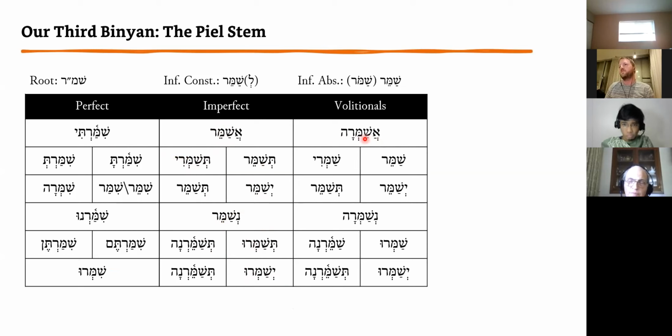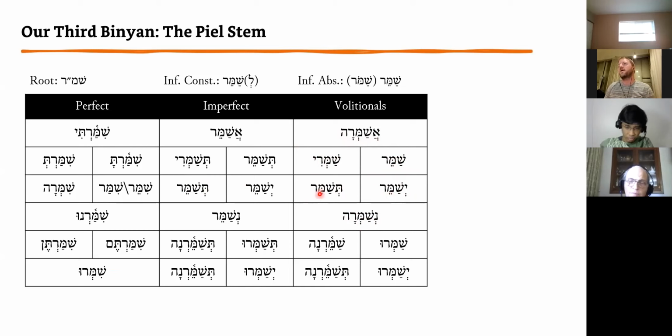Eshmera. This is the vocalic ending that reduces that to shva. Eshmera. Let me keep. Nishmera. Let us keep or preserve. Excuse me. Shemor is the imperative, and shimri. Yishmor to shemor looks like the imperfect for the jussive.